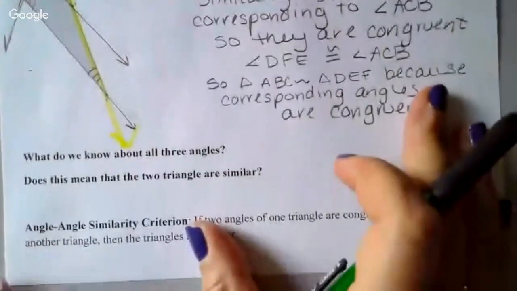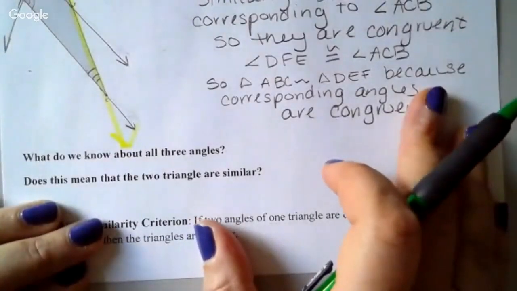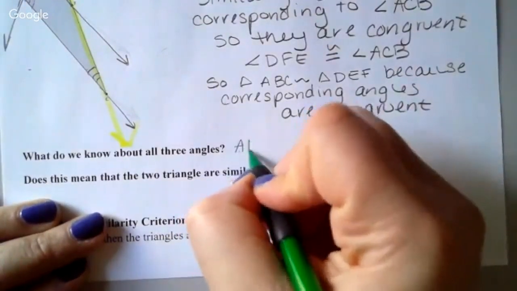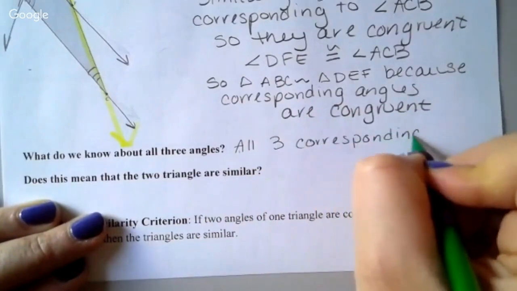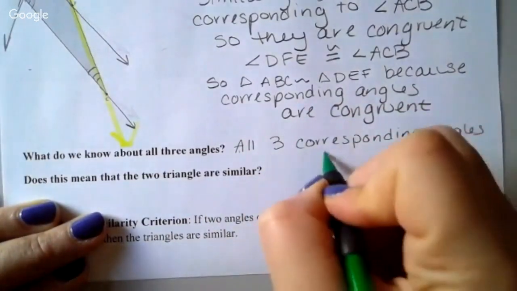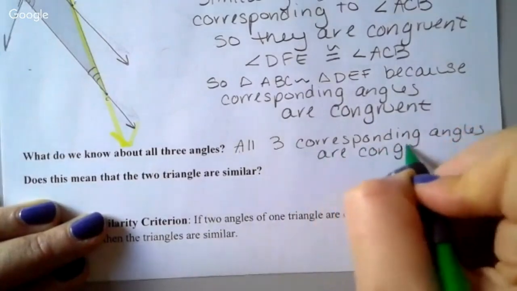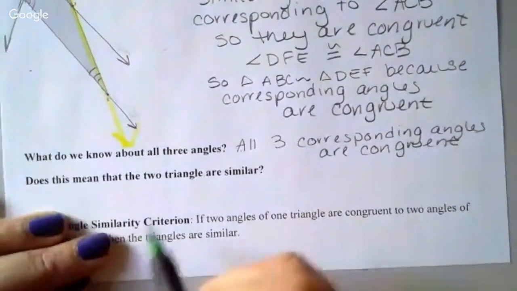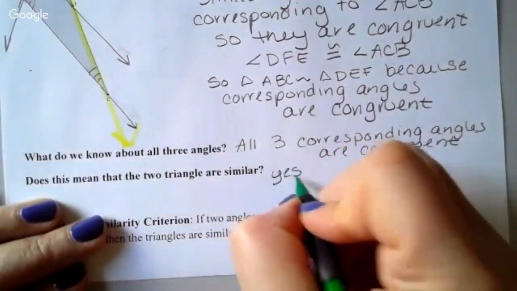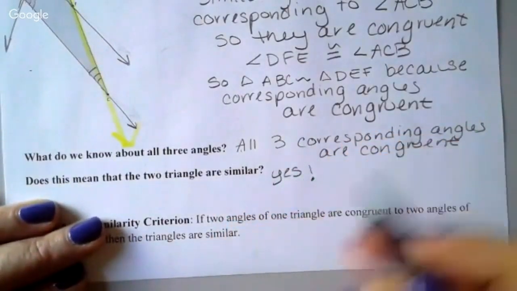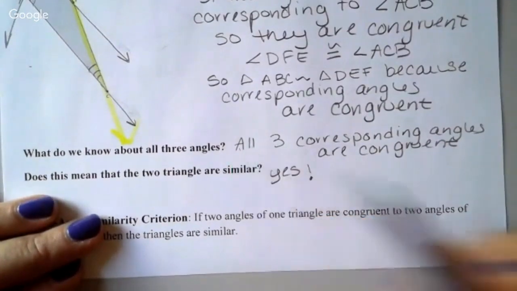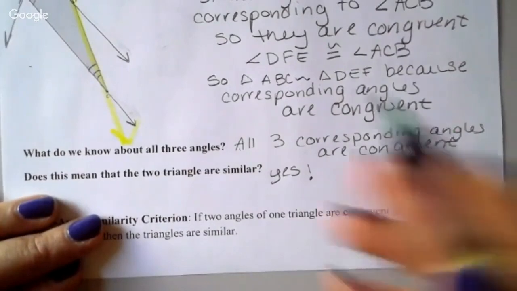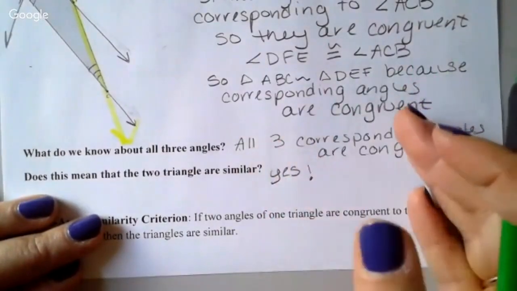Okay, so what do we need to know about all three angles? All three corresponding angles are congruent. We need to know that. Does this mean the two triangles are similar? Yes. So all you have to do is make sure that you know all three angles of one triangle are congruent to all three angles of the other triangle. And as long as that happens, those triangles are similar.